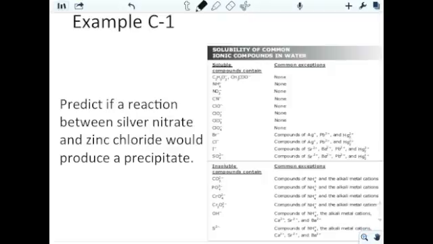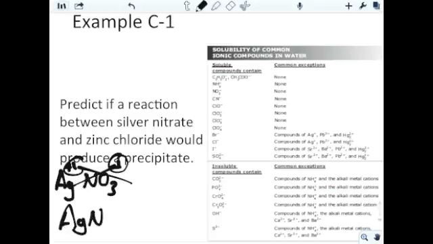So we have silver nitrate. So we have to write out their formulas. Silver nitrate, we have Ag, and the nitrate is NO3. So silver is always plus 1, nitrate negative 1. We crisscross, and we get our AgNO3. Okay, that's our first compound.